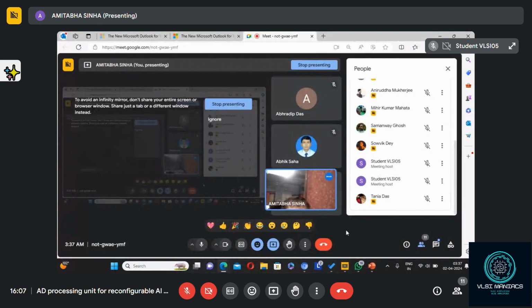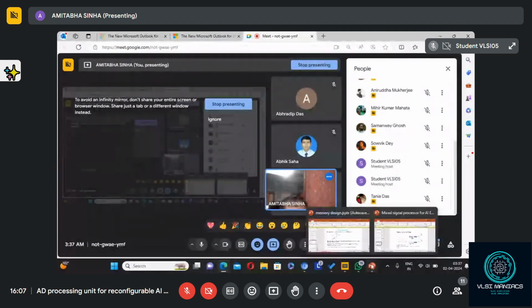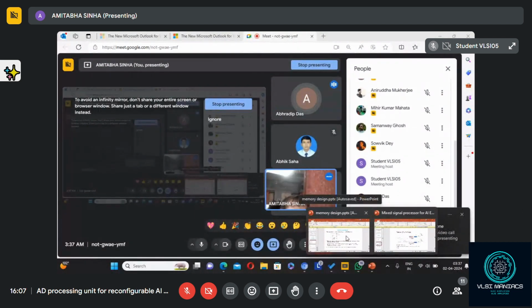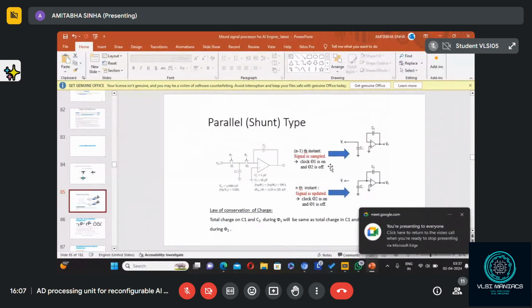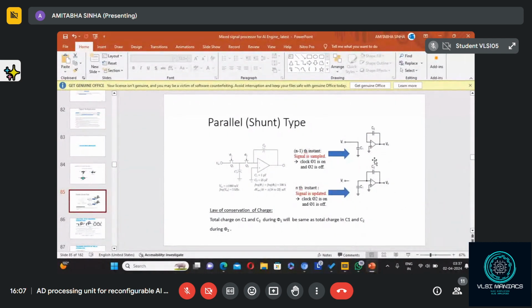What is the total charge? Sir, C into V. What is C into V? How many capacitors are there? Look at the top diagram, at the right hand side. How many capacitors are there? Two, C1 and C2. So, what is the voltage at the output? V naught. And what is the voltage at the input? VI.